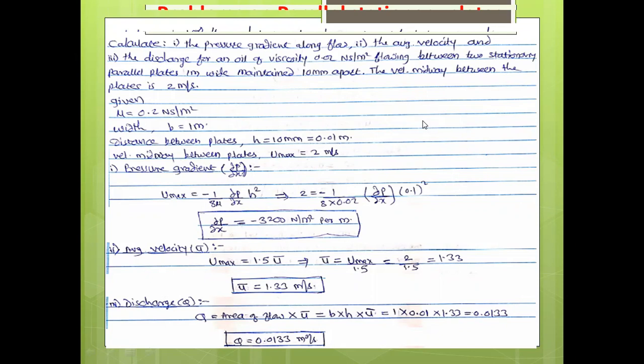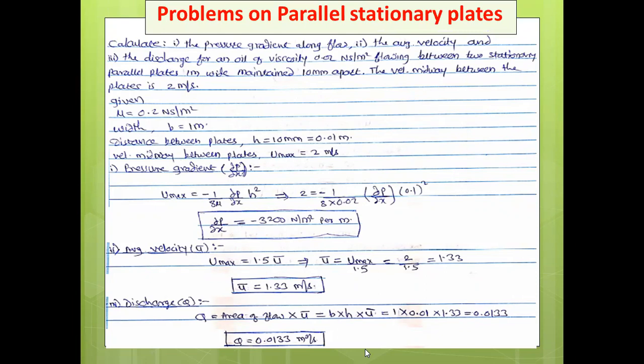Calculate the pressure gradient along the flow. Second, average velocity, and third, the discharge for an oil of viscosity 0.02 Newton second per meter square, flowing between two stationary parallel plates 1 meter apart, 1 meter wide.